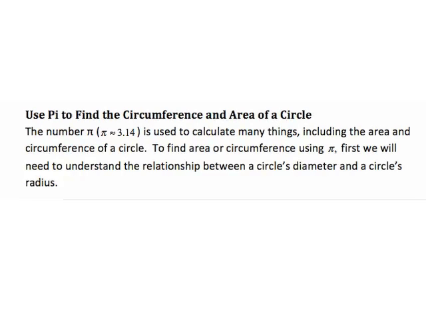Use pi to find the circumference and area of a circle. The number pi, and we will approximate pi to be 3.14, is used to calculate many things, including the area and circumference of a circle. To find area or circumference using pi, first we will need to understand the relationship between the circle's diameter and the circle's radius.